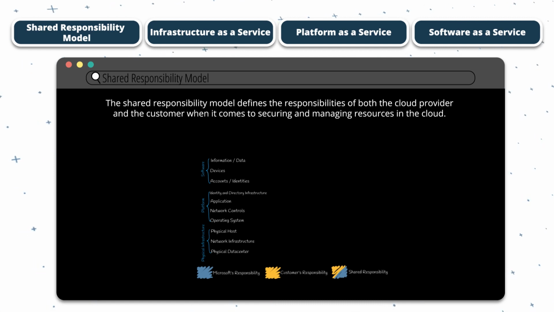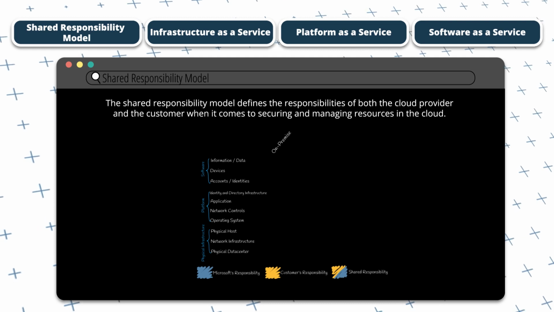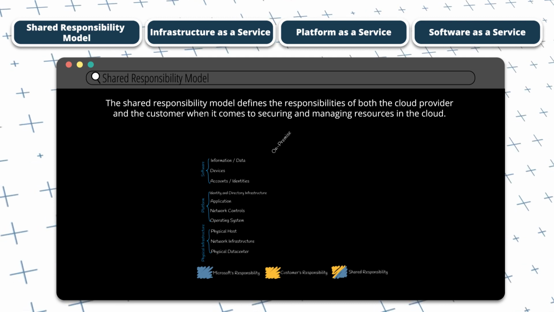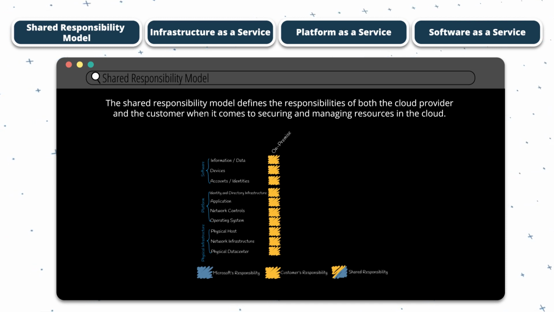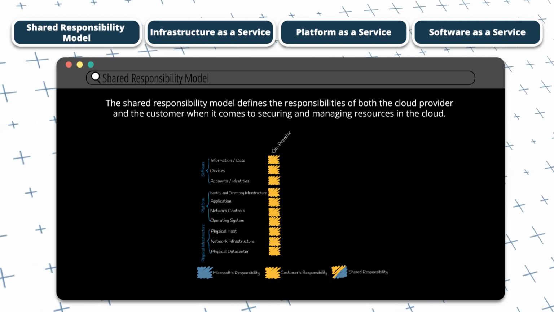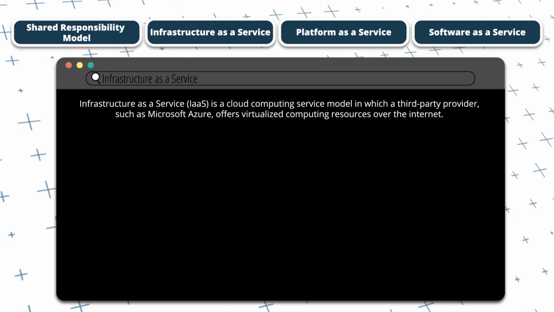So before I discuss the three cloud types, I just want to clarify, if you were to host your own servers in an on-premise environment, then you would be responsible for everything. You would also have complete control over the infrastructure. So now let's discuss infrastructure as a service.